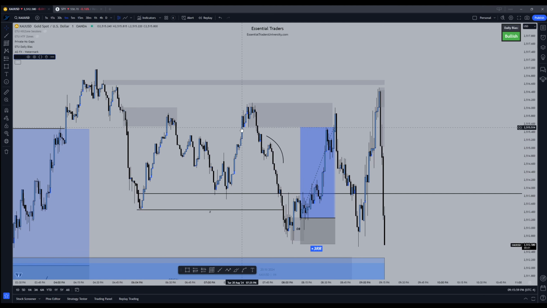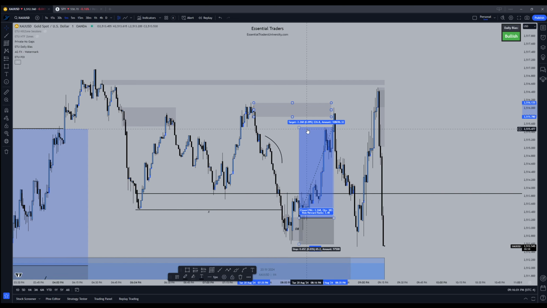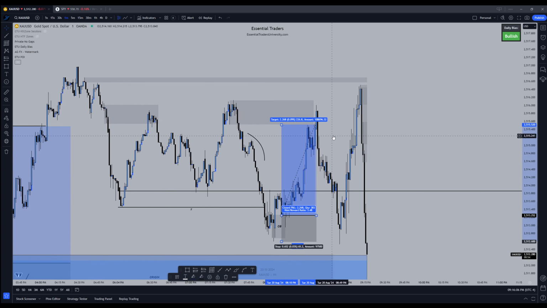Things I would journal, right? You could refine this on a 1 minute, right? If I refined to the 1 minute, I would have caught more, but there are times where the 5 minute gets respected, so I'd be careful there.